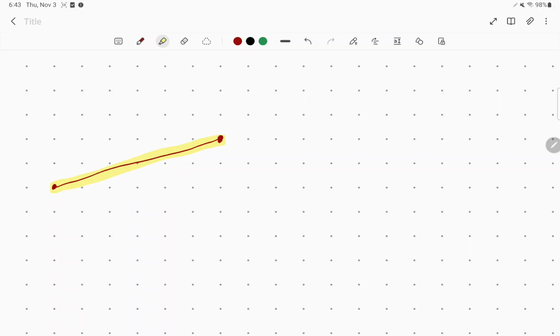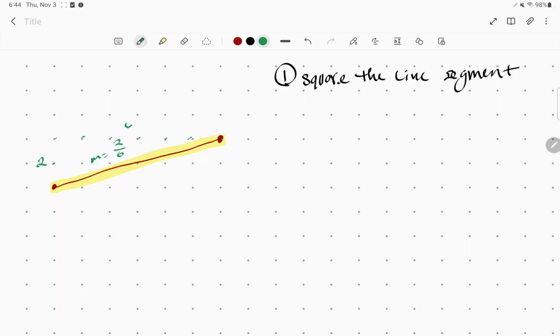Okay, so step 1, we are going to create our square based off of that line segment. So step 1, square the line segment. Now, this can be done by figuring out, number 1, what the slope is of this line. Okay, now from this point to this point, I go up 1, 2, and over 1, 2, 3, 4, 5, 6. So my slope is 2 over 6, and we're going to keep it as 2 over 6.